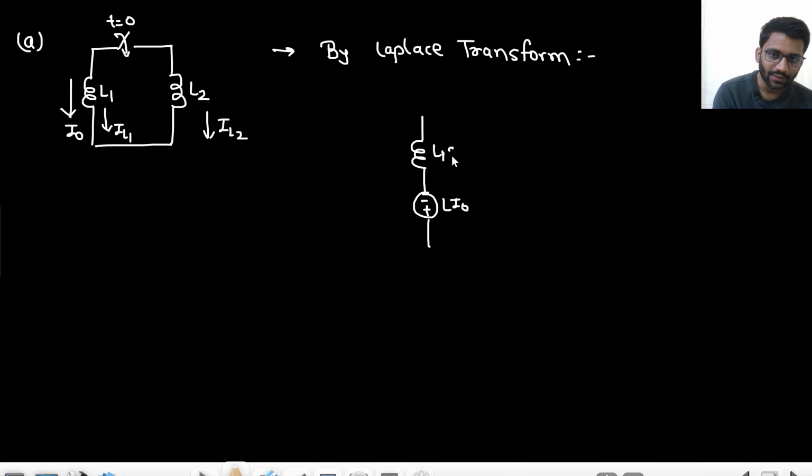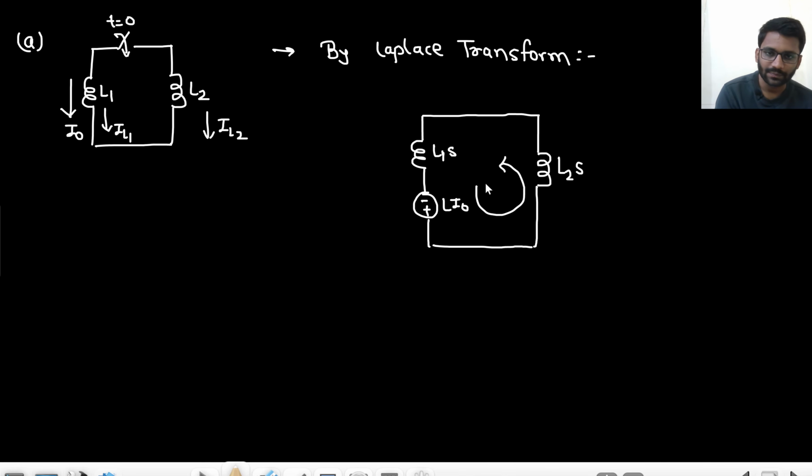Okay. This is L1s, and this is L2s. This is the equivalent circuit, right? And now this current is flowing in this direction. One current is flowing in this direction, that is IL1s. Okay. So L1 I naught is IL1s times L1s plus L2s.